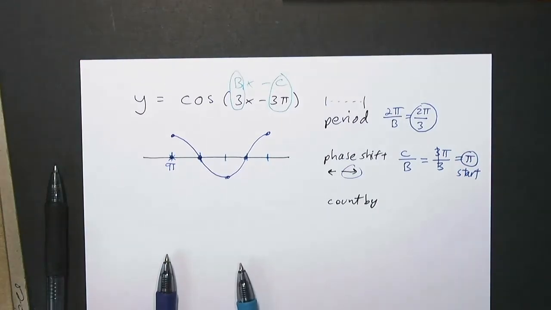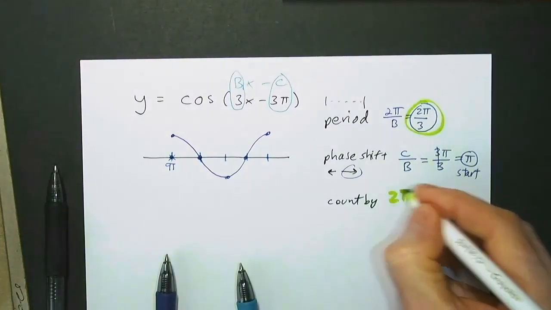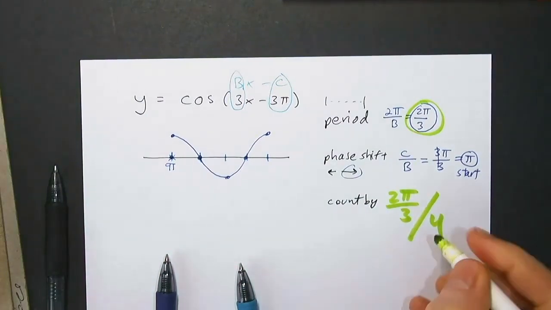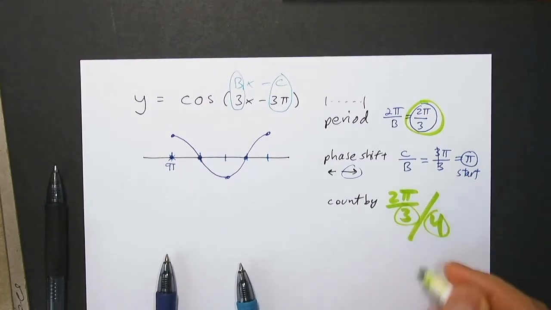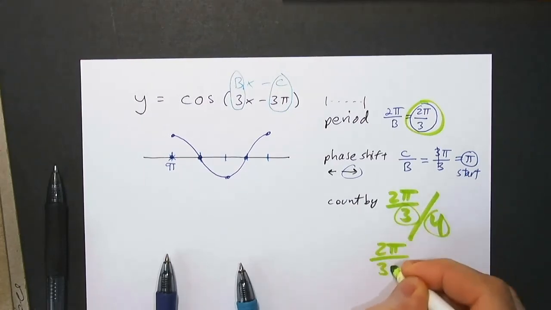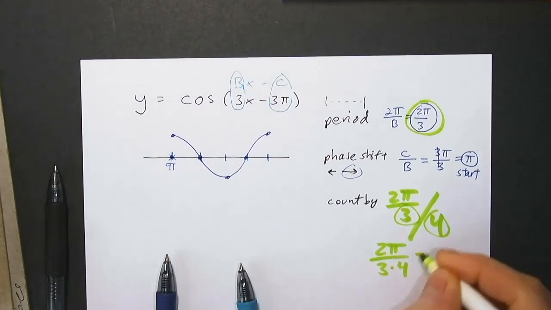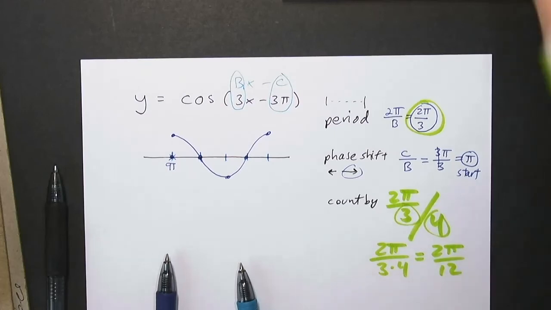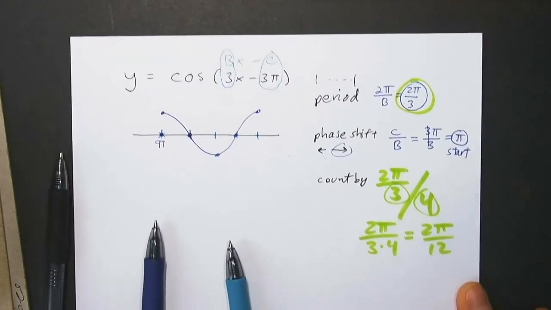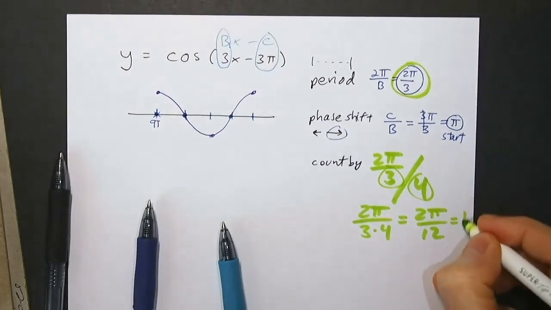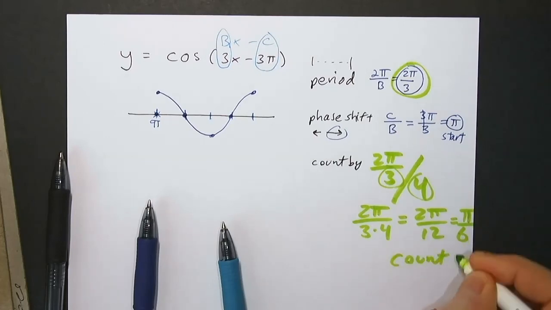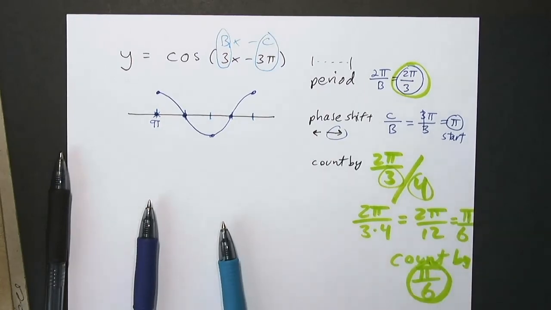Remember, my trick was take the period and chop it into 4 parts. What does that equal? The 3 and the 4 go on the bottom. Here's the easiest way to do it: 2 pi over 3 times 4 is 12, and that reduces to pi over 6. So count by pi over 6. This is what you're going to count by, pi over 6.